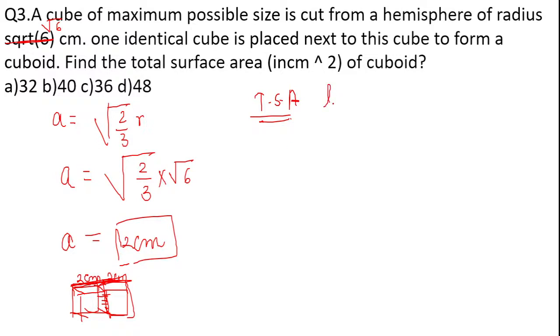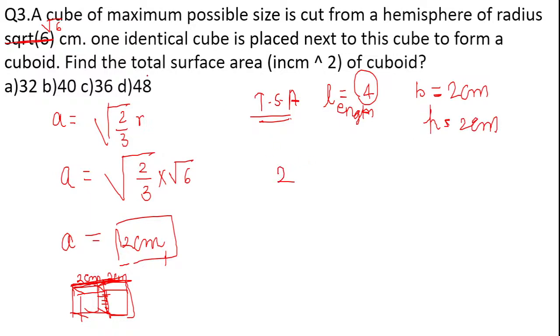That is, the length is going to be 4 here. Length of the cuboid is going to be 4. The cube is forming a cuboid because two cubes are connecting to each other. Now the length, which was 2 centimeter, will change to 4 centimeter. So here the length is going to be 4 centimeter. Breadth will remain as 2 centimeter and height also will remain as 2 centimeter.